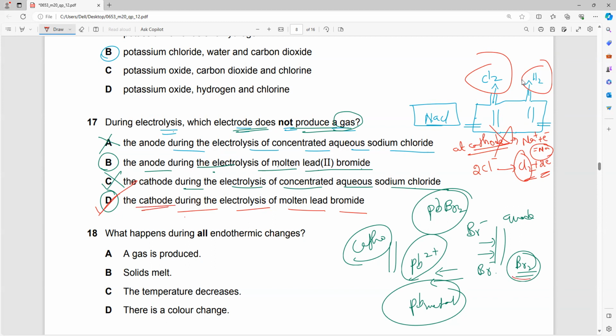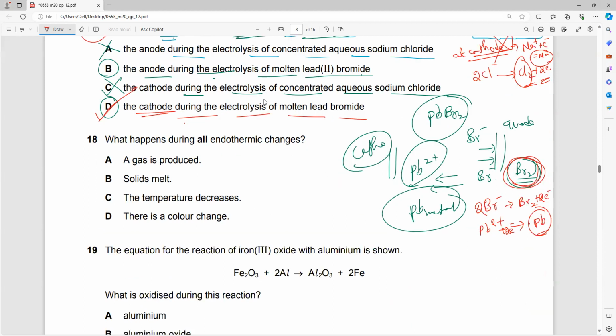Lead bromide also. Bromide will turn into bromine gas by losing 2 electrons. Actually, 2 bromide ions, so it will turn into bromine gas. But lead, Pb2+, will turn into Pb metal by gaining 2 electrons. So that's why option D. It's a very good question actually. So please remember, everybody. Next.